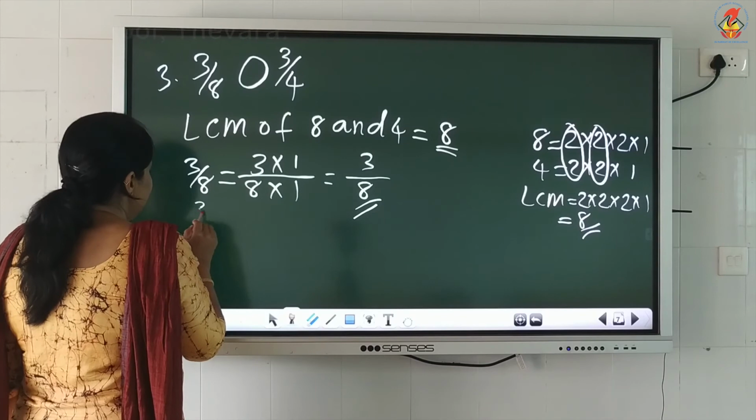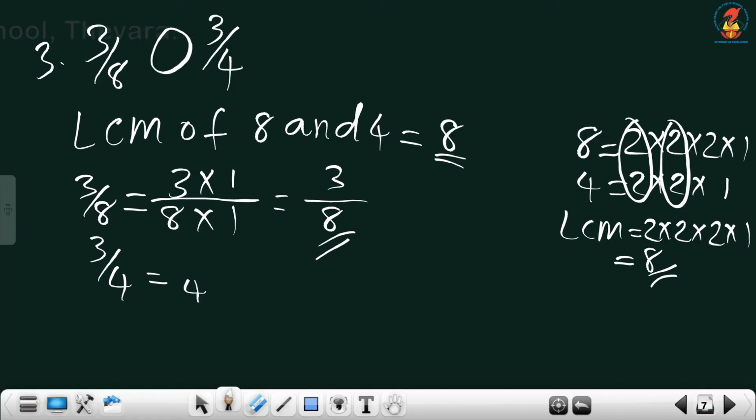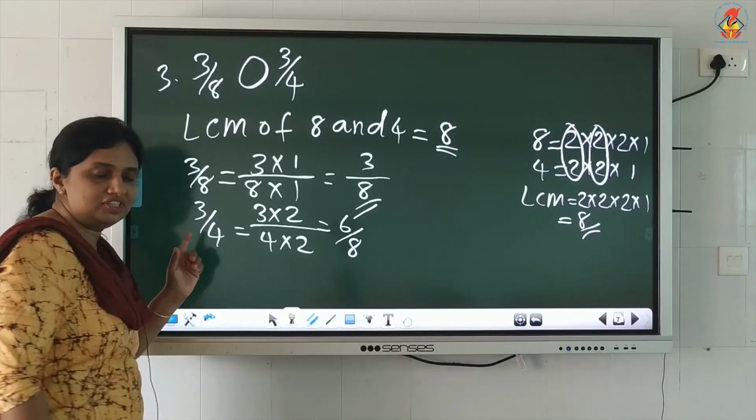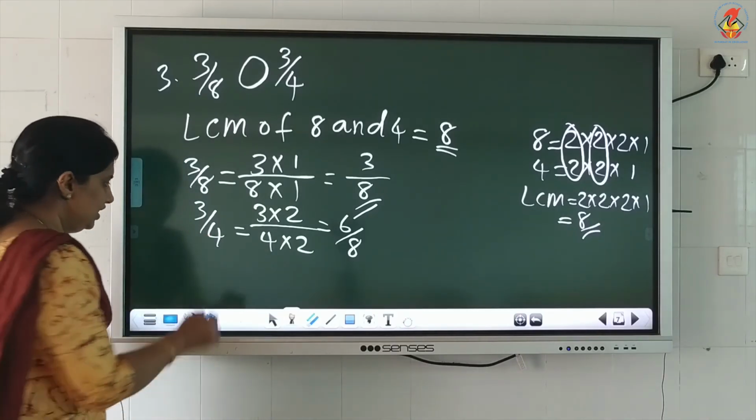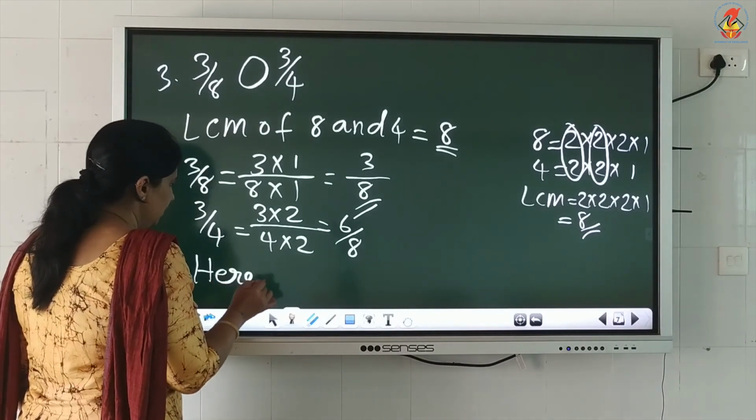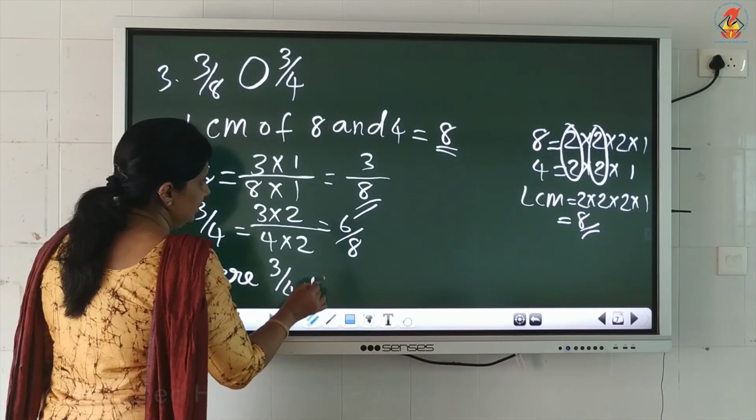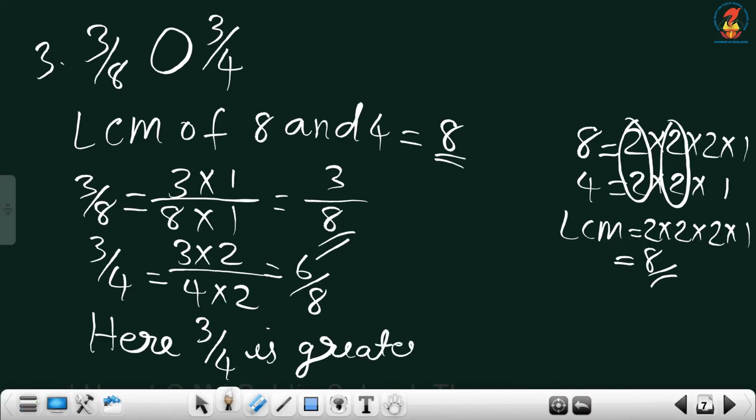Okay, and 3 by 4. 4 into which number equals the LCM? 4 into 2. That same number I need to multiply here also. 6 by 8. And which one is bigger here, 3 by 8 or 6 by 8? 6 by 8. That means which fraction is greater? 3 by 4 is greater. Okay, 3 by 4 is greater than 3 by 8.